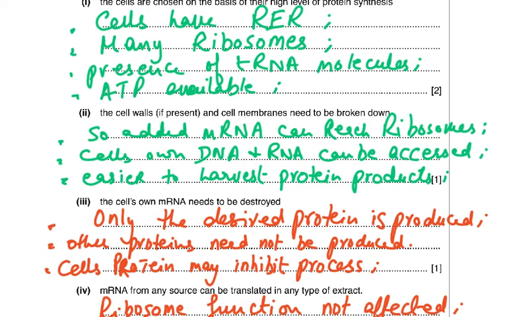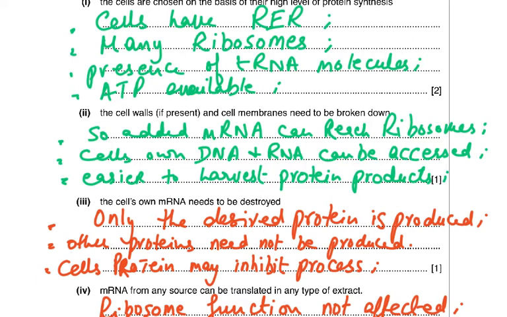Why? So that the mRNA which we added would not have to enter through the cell wall and the cell membrane. Now it can reach the ribosomes, and the cell's own DNA and RNA can also be accessed, making it easier to harvest protein products. We can then get the protein out of it easily. We don't have to go through the cell wall and through the cell membrane, right? So this is how we had to.